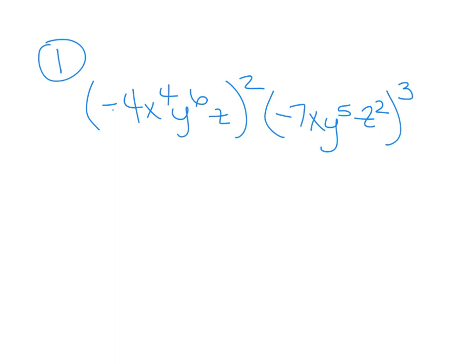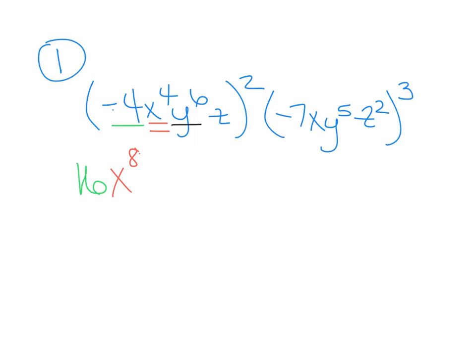Okay, so what you should have done was the following. I'm going to do this slowly because some of us are making some mistakes. So the first thing you're going to do is take your -4 and square it. -4 times -4, that is 16. And then you're going to do x to the 4th to the 2nd. Power to a power, you multiply. So that's x to the 8th.